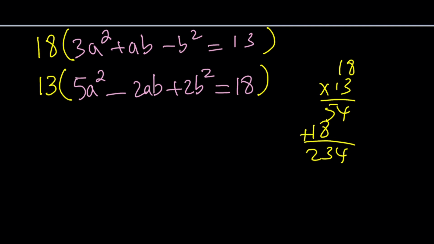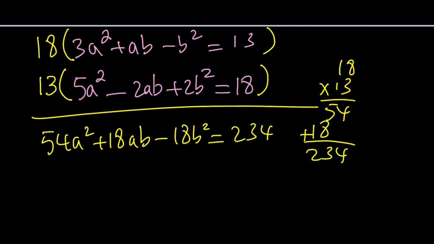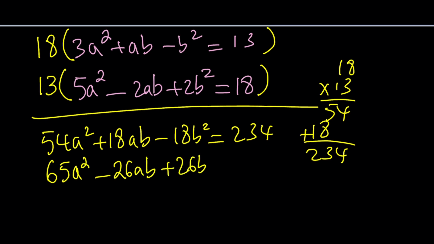So we get the following from here. Let's multiply both equations. 54a squared plus 18ab minus 18b squared equals 234, which is 18 times 13. And then on the second equation, you get 65a squared minus 26ab plus 26b squared equals 234.